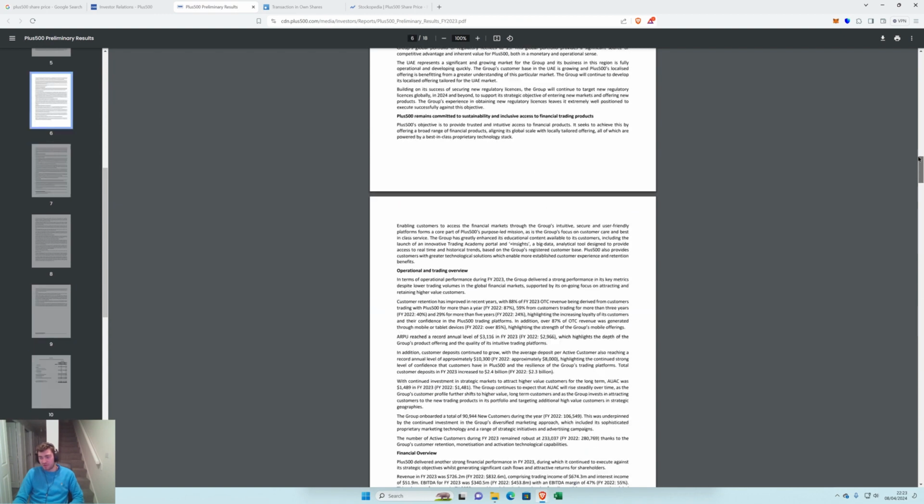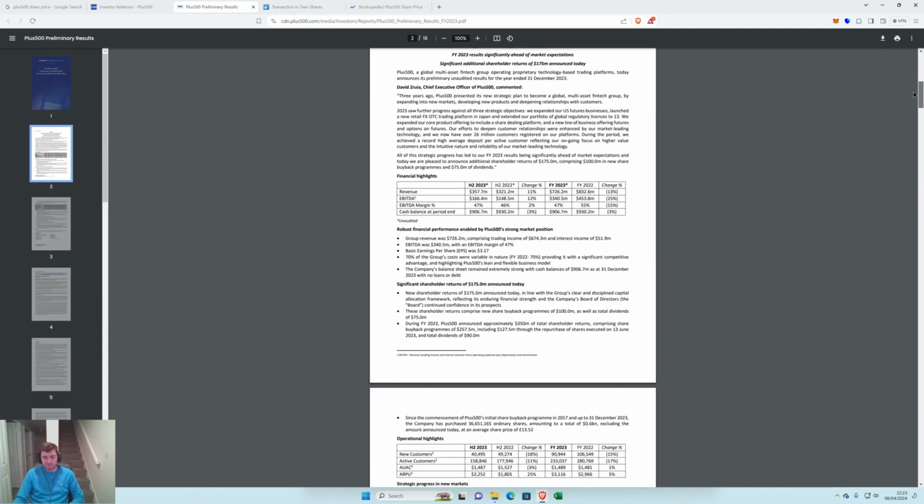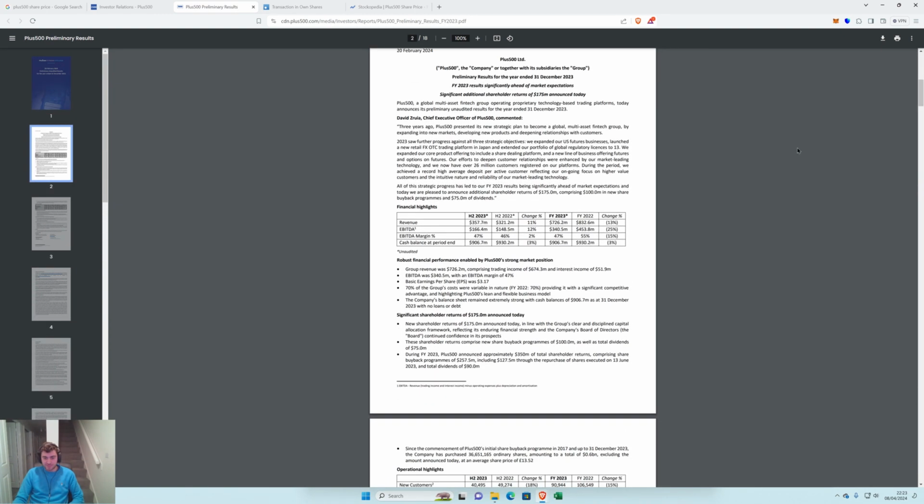If you look at their profits as well, they've got a very high EBITDA margin of 47%, which is very high. They make a profit every single year. There's never been a year where they've struggled or not had that significant margin. Every year, their margin is around 40 to 50%.